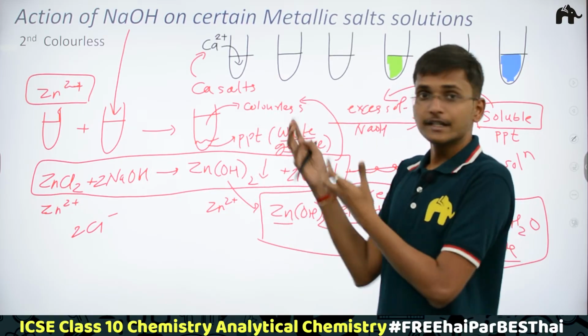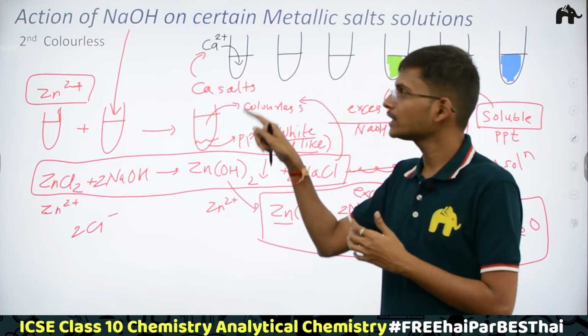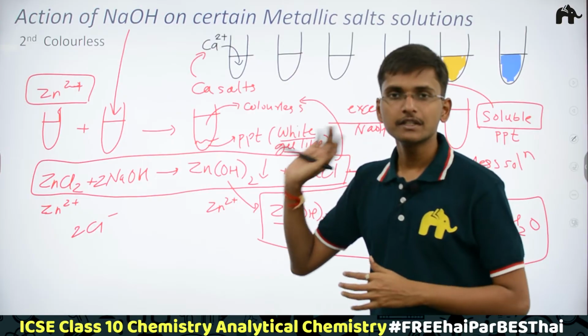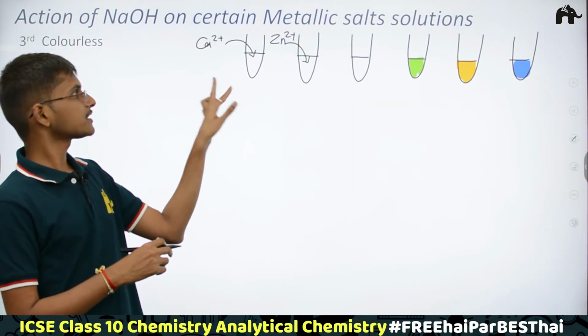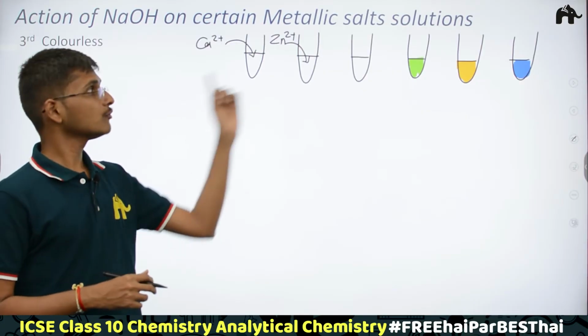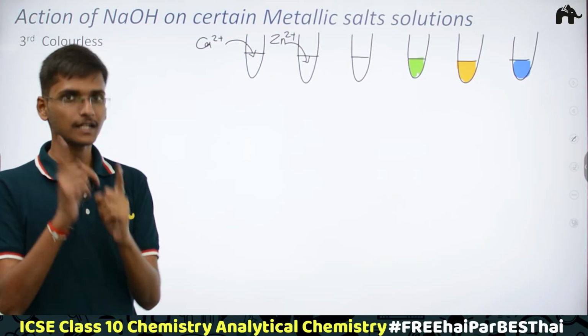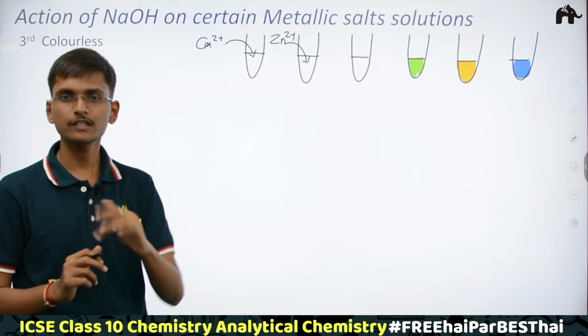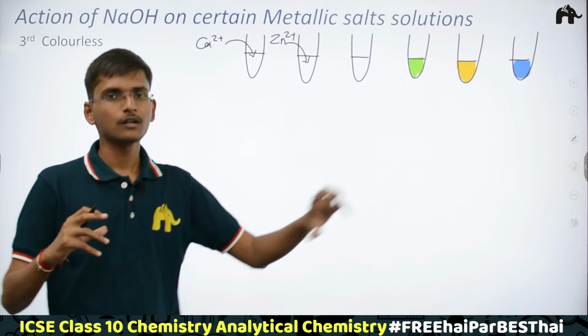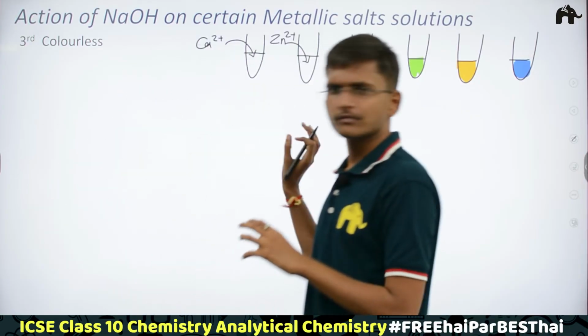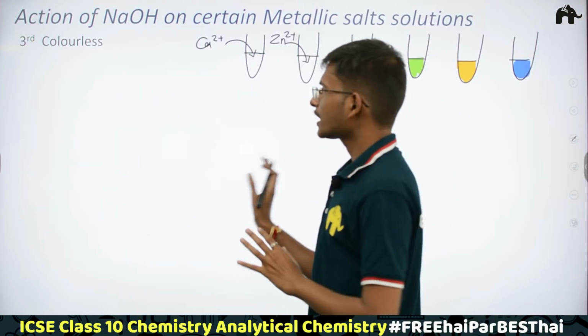This is when we treat the Zn2+ salt solution with NaOH. So far we have figured out 2 metal ions present in these 2 metallic salt solutions. Now moving to the third metallic salt solution, again the colorless one. We are going to finish the colorless ones first. Now I think you are familiar with the entire process, so we would go through it very simply and quickly.